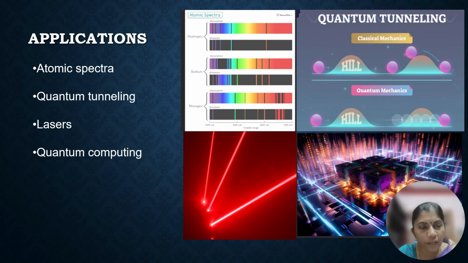First, we will see atomic spectra. When electrons in atoms jump between energy levels, they absorb or emit photons of specific energies. This gives rise to atomic spectra, unique fingerprints of each element. For example, hydrogen shows distinct spectral lines like the Balmer series. These spectra help scientists confirm quantized energy levels and are used today in astronomy to identify elements in distant stars.